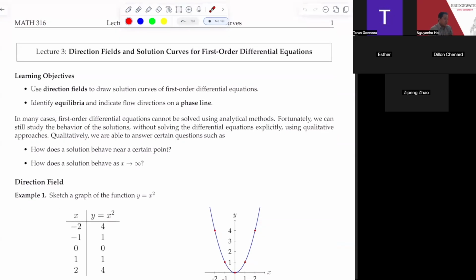So the rationale for this particular lecture is that in many cases, first order differential equations cannot be solved analytically. Or so far we cannot invent another analytical method to actually solve the differential equation. However, we are still very lucky to have other approaches, especially qualitative approaches.